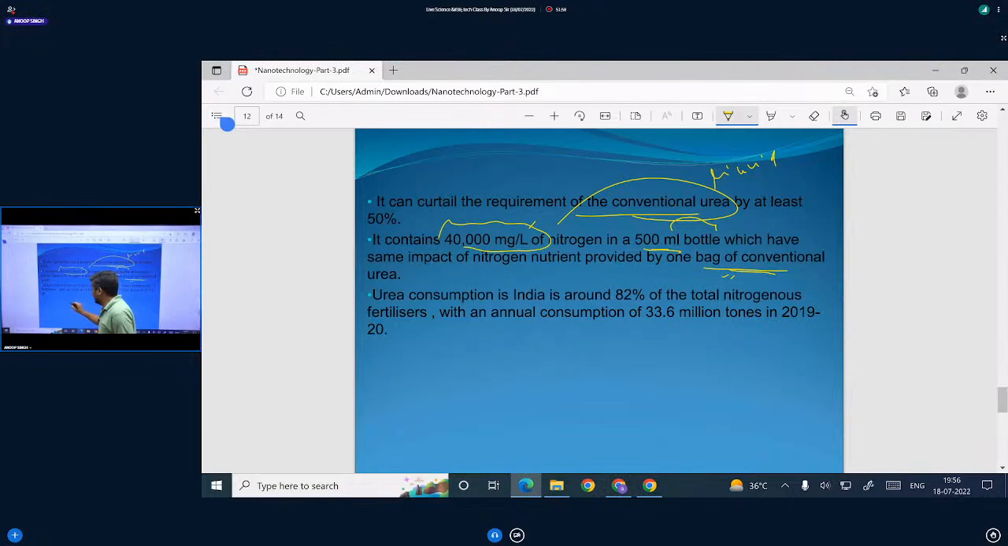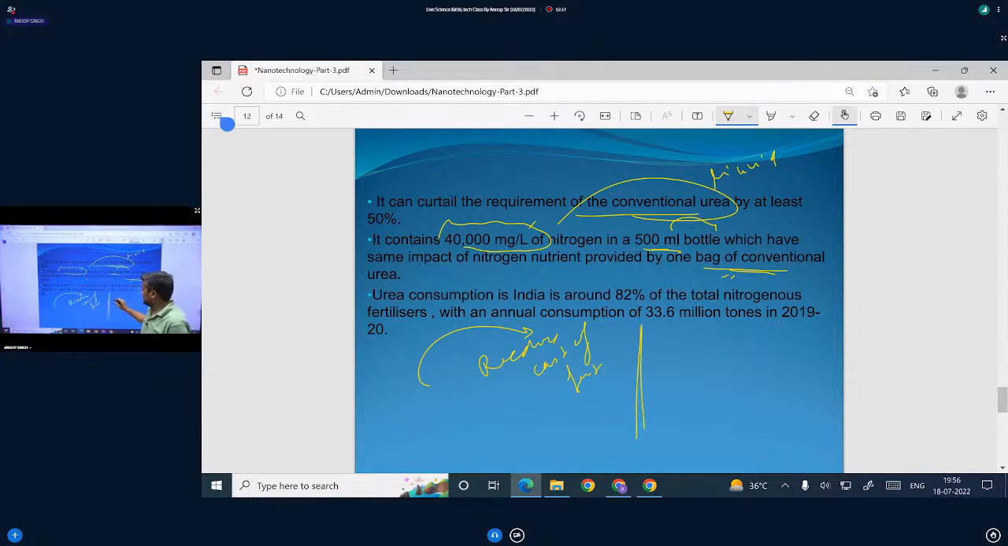So automatically it will reduce the cost of the fertilizer for the farmer who used to input it, because with the help of this, a smaller amount of urea will be required. Okay. It is one of the important developments by India. And it also helps to control the pollution also.